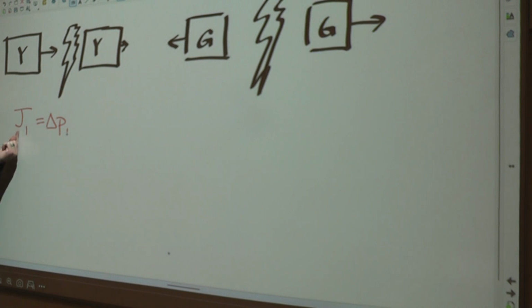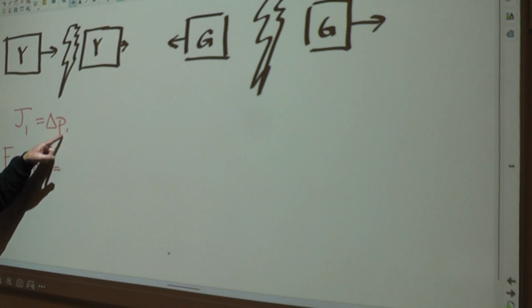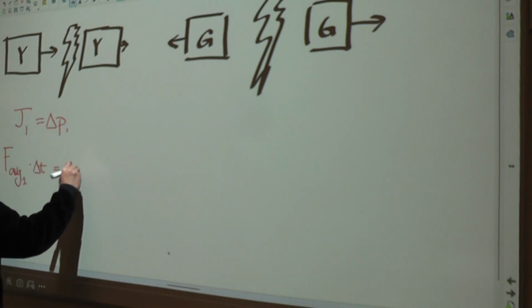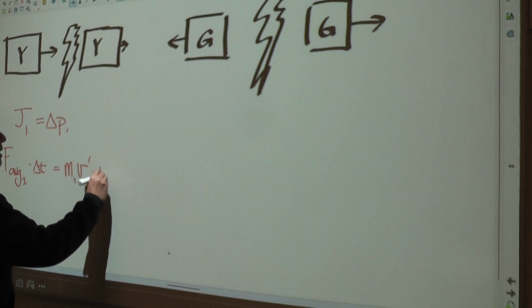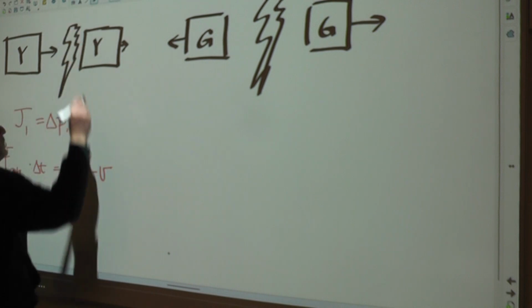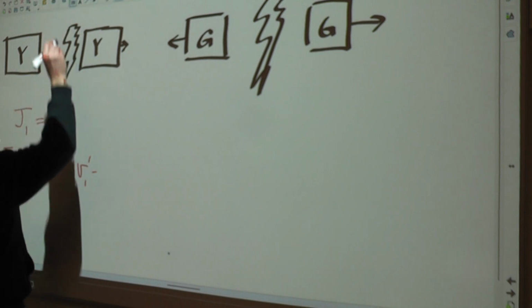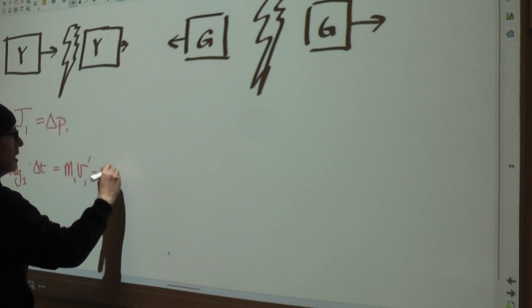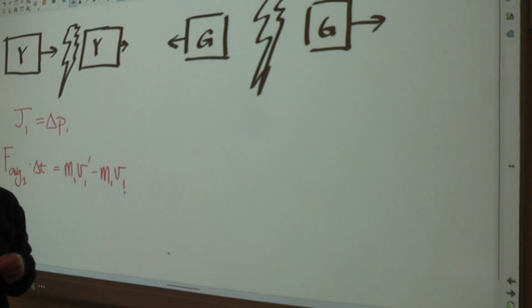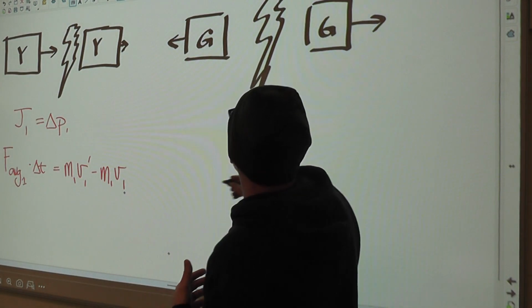Well, we measure impulse by looking at a force. So the average force acting on cart 1 times the amount of time that force is acting, that's the impulse acting on cart 1. That should be equal to cart 1's change in momentum. That's its mass times its final velocity minus its mass times its initial velocity, right? So we know that's true for cart 1.